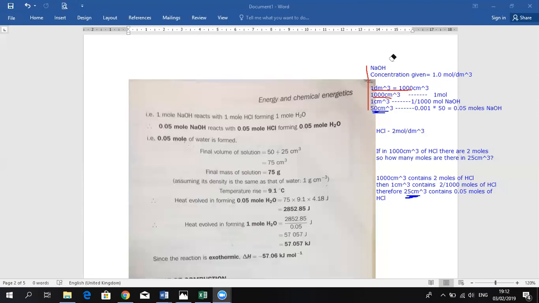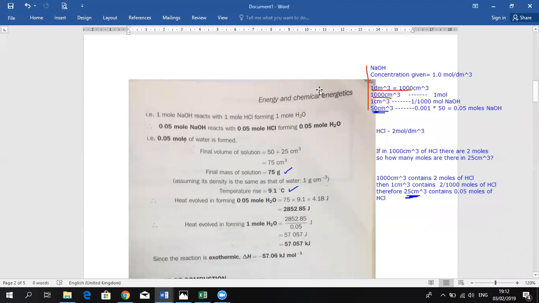Right, we're at this point here now. Heat evolved. So we have the final solution mass, 75 grams. We know the temperature rise was 9.1 centimeters cubed, right? Now we're going to work out the heat. Yeah, did they give you that in the question? Yeah, they did. No, he said centimeters. I mean, sorry, degrees Celsius. Degrees Celsius, okay.